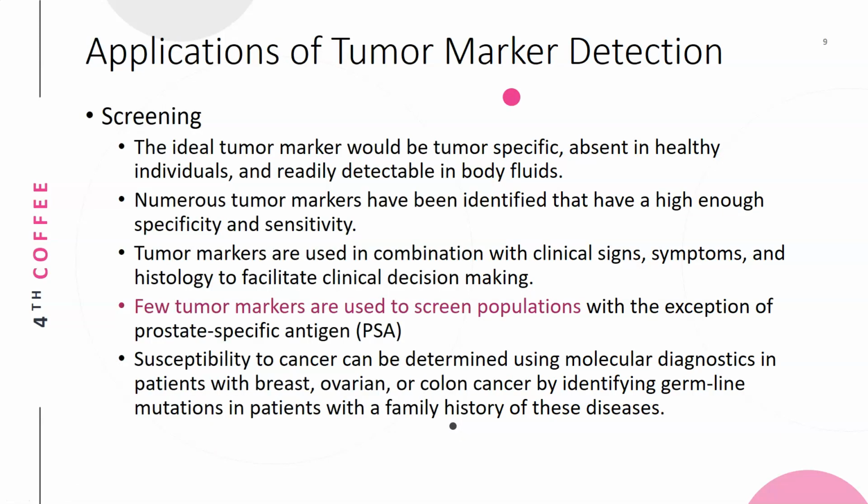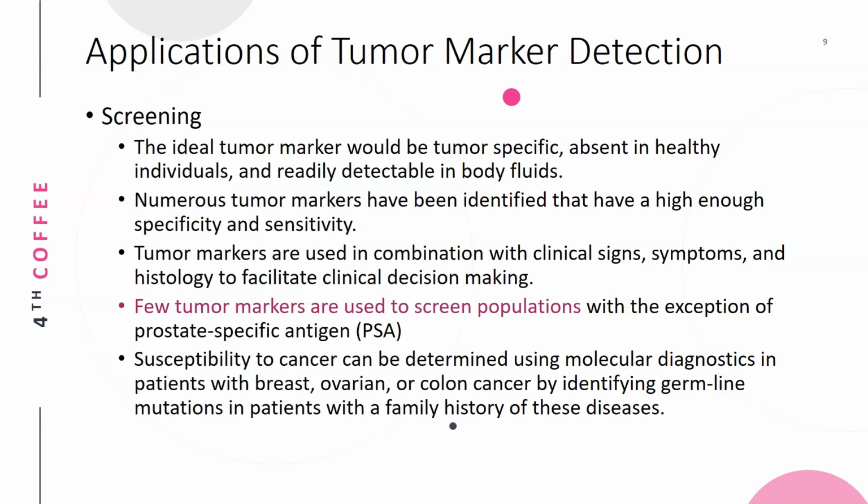A little bit more on applications of tumor marker detection. First, screening. An ideal tumor marker would be tumor specific, absent in healthy individuals, and readily detectable in body fluids. There just aren't that many that meet that criteria. There are numerous tumor markers that have been identified with high enough specificity and sensitivity, but you really want to use them in combination with clinical signs and symptoms, histology, and all of that to facilitate decision making, because some of these tumor markers can be present in healthy people, so it's hard to use them for screening.